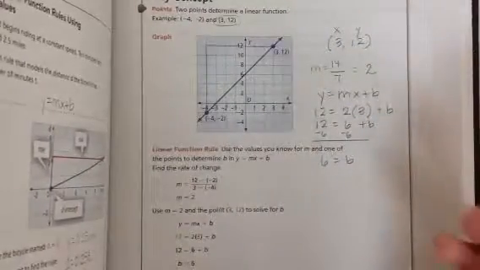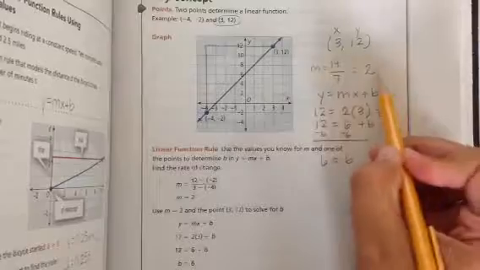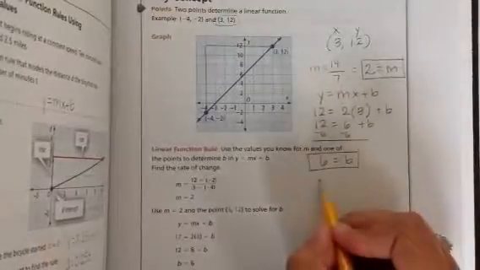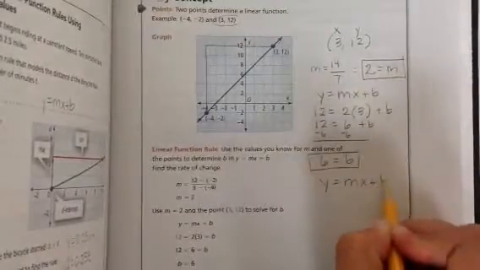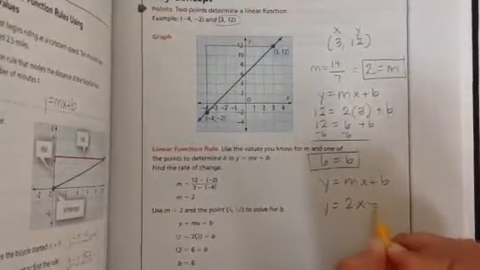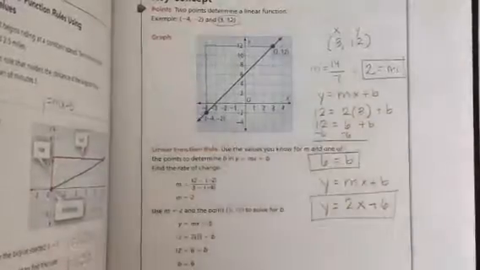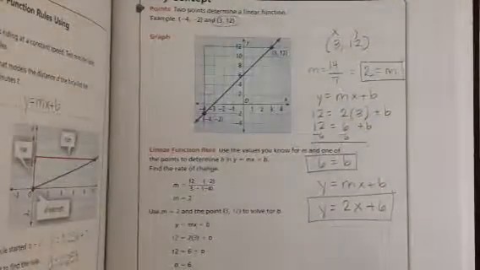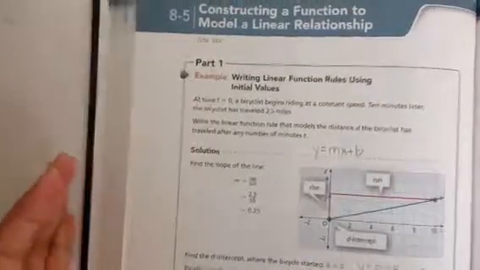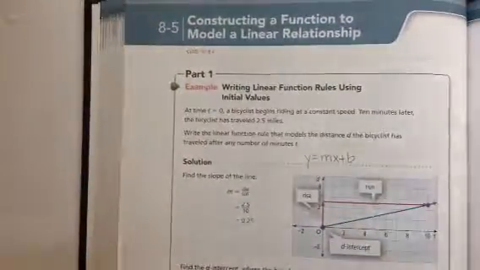is equal to b. So now I know my slope is 2 and my y-intercept is 6, so I can write my equation in y equals mx plus b form. y is equal to, slope is 2, x plus 6. And that's my linear function for that equation given 2 points on the line. Alright, so that's how you construct a function to model a linear relationship for lesson 8.5.